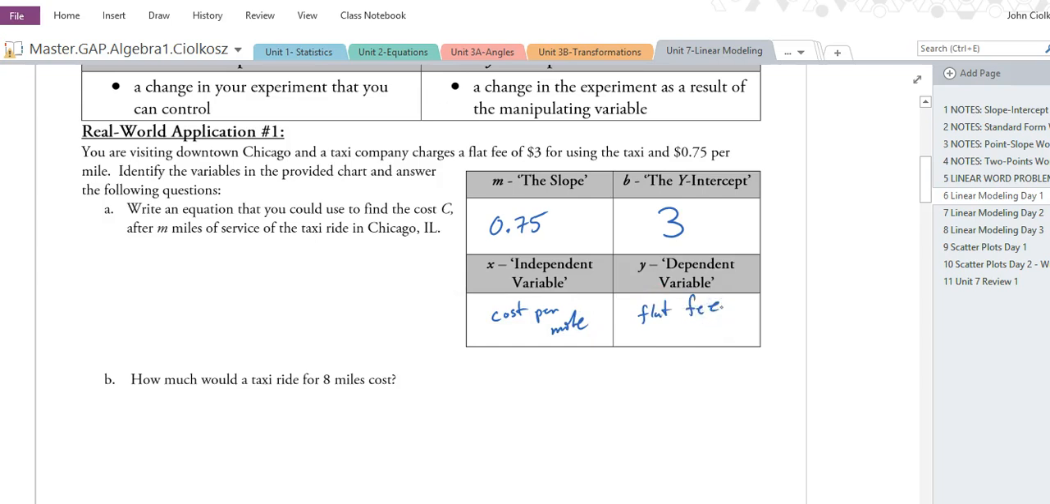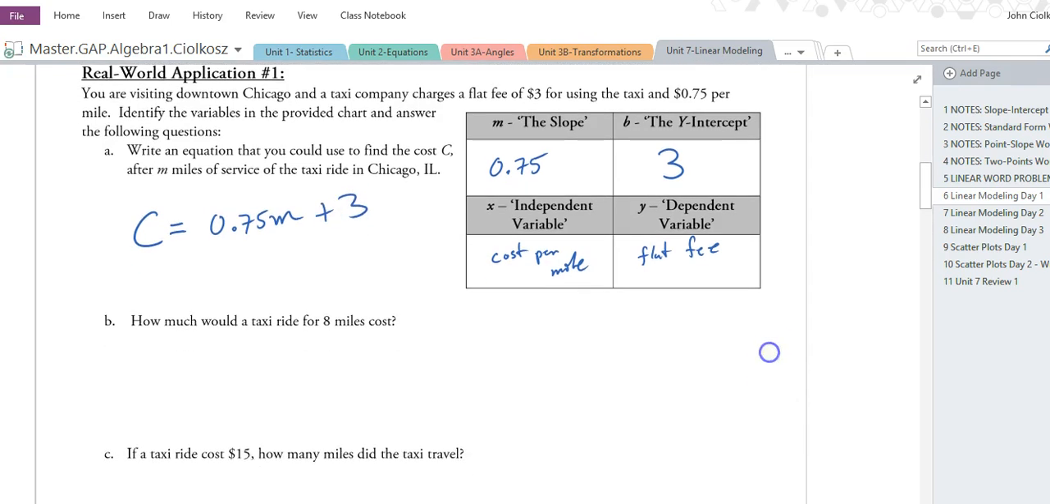Here they want us to write an equation to find the cost C after m miles. Using the variables they give us, our cost depends upon how many miles. So it'd be C equals 0.75 m, because that's my slope, plus that $3 flat fee. How much for 8 miles? That's giving me my m. On a calculator or GeoGebra, type it just how it looks. We'll find out that that's going to be $9.